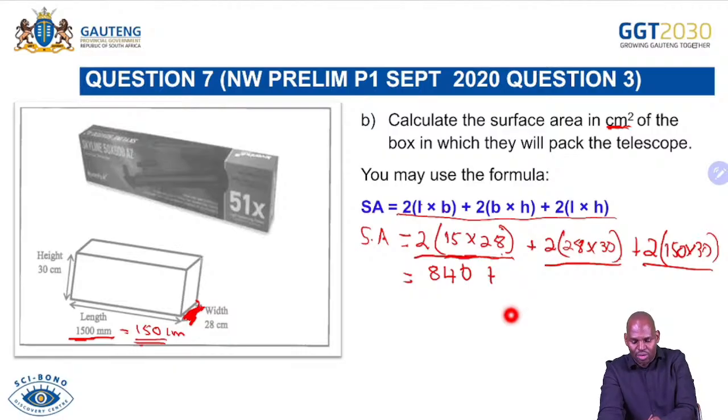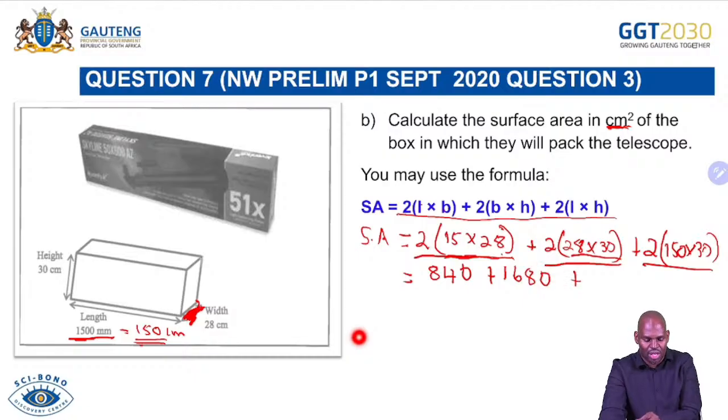And for that part, we first say 28 multiplied by 30, or you can say 2 multiplied by 28 multiplied by 30. So 28 by 30 multiplied by 2. So it's 1,680 plus the last one is 150 multiplied by 30. So it's 4,500, and the 4,500 we multiply by 2, and this will give us 9,000.